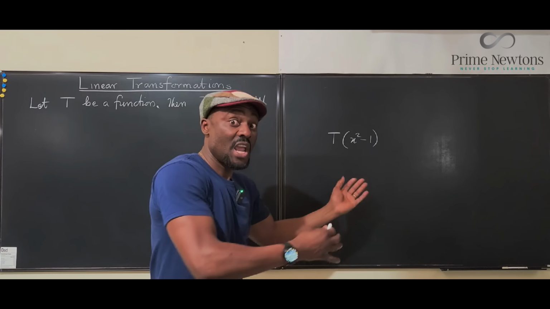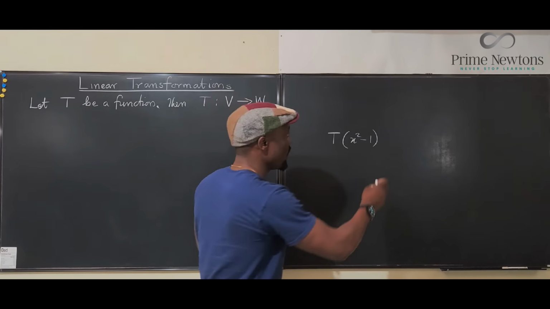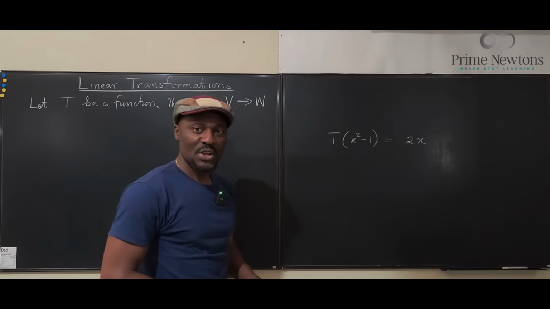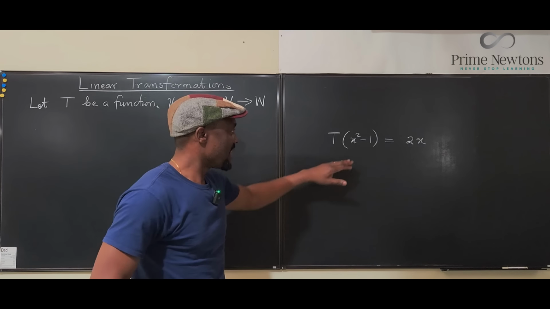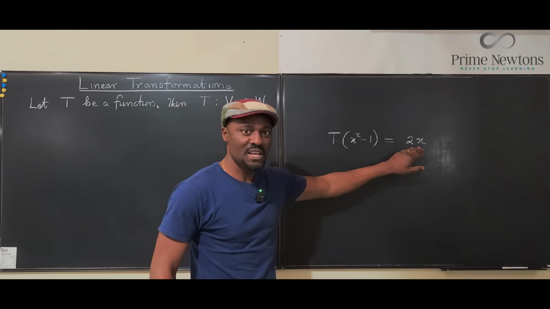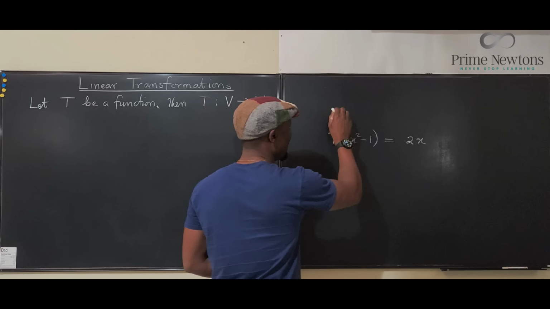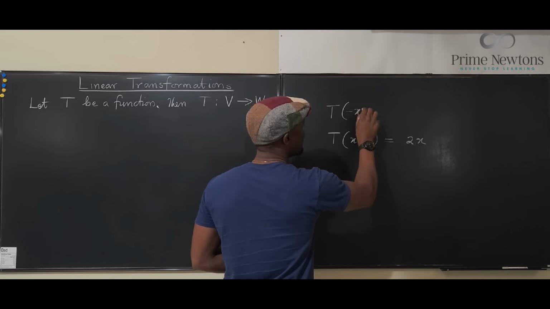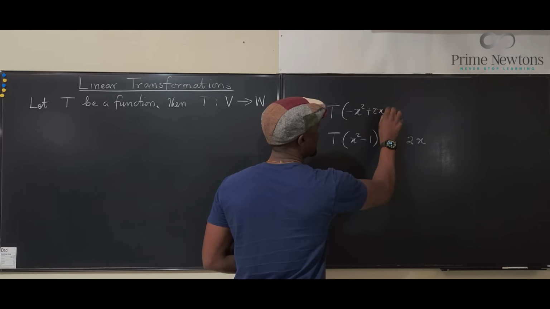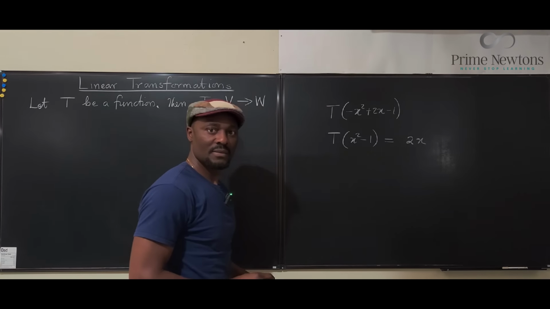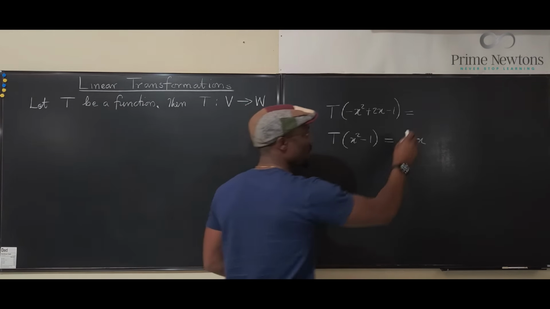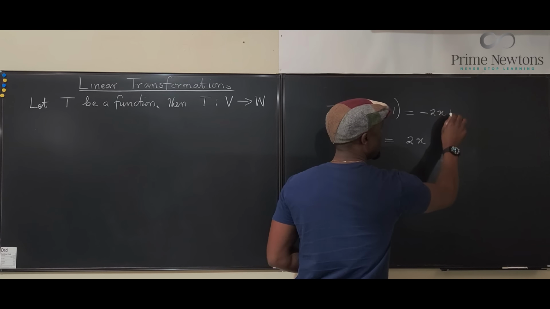So it's a differentiation transformation. Remember, this is going to be 2x. Notice what has happened: this quadratic has become a linear function. Let's say there is another quadratic, T of negative x squared plus 2x minus 1. What will this be? If you take the derivative of this, you're going to get negative 2x plus 2.